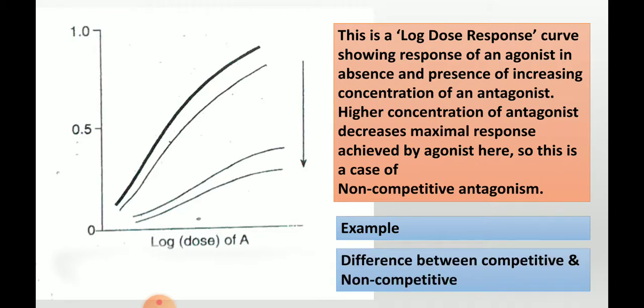Examples are many. One is acetylcholine, succinylcholine. You can give examples like adrenaline, phenoxybenzamine. You can give examples like diazepam, bicuculline. So many examples you can give in case of non-competitive antagonism. But in spite of increasing the dose of the drug, you will not get the maximum efficacy.